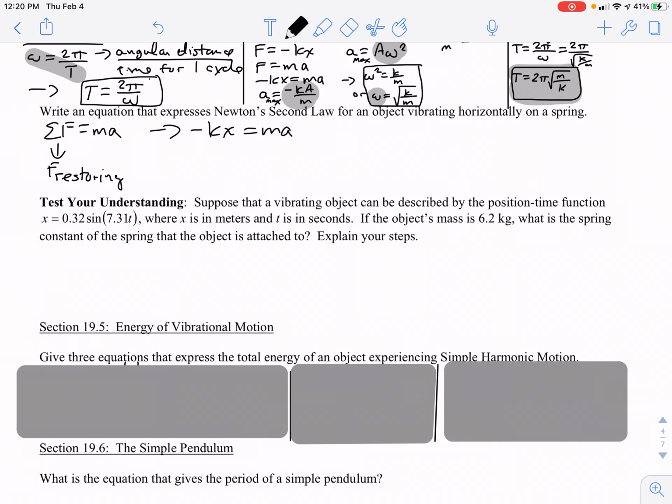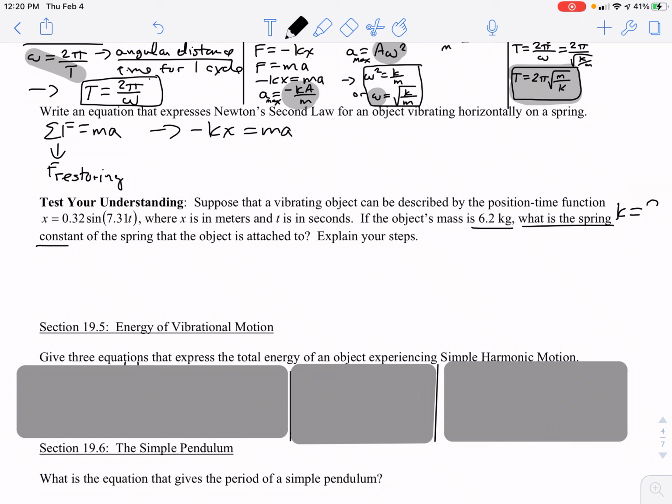Okay. Let's take a look at this test your understanding below. Read along with me, please. Suppose that a vibrating object can be described by the position versus time graph of x equals negative 0.32 sine of 7.31 t, where x is measured in meters and time is seconds. The mass is 6.2 kilograms. What is the spring constant?